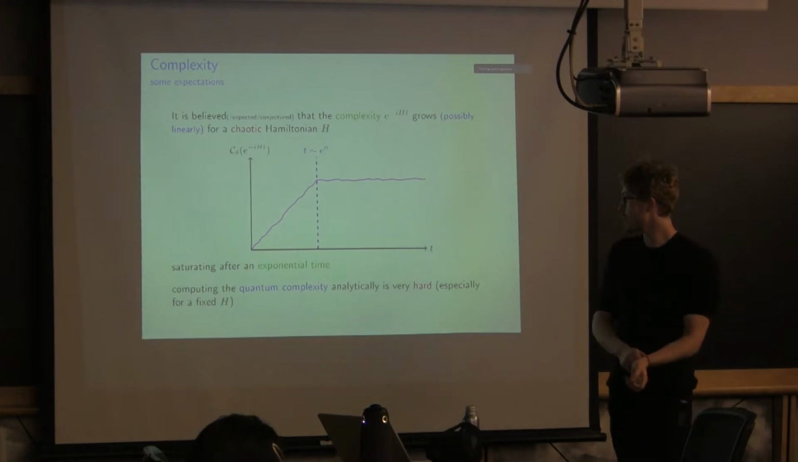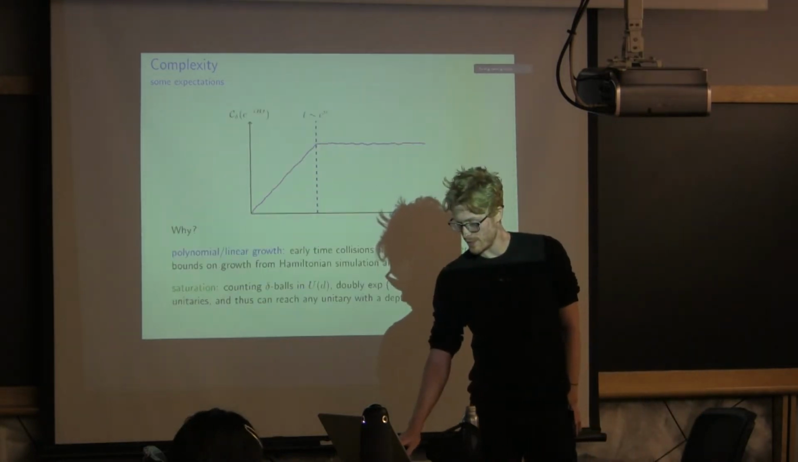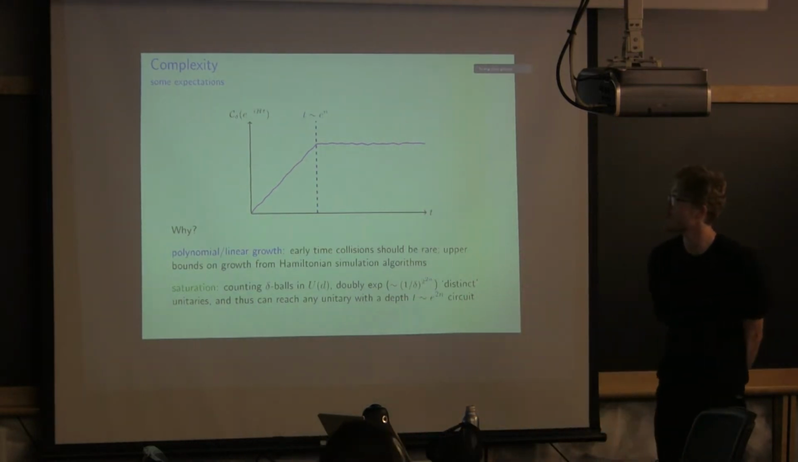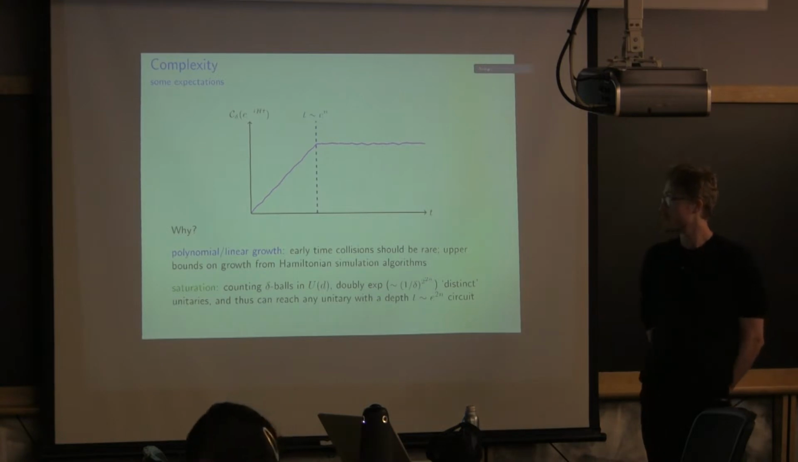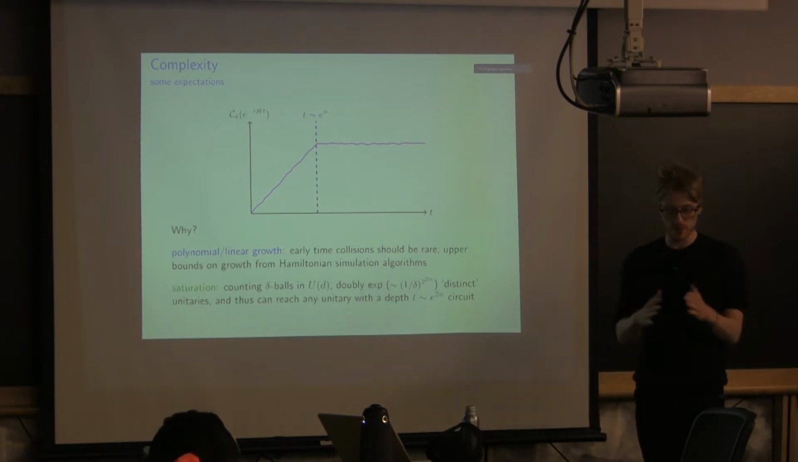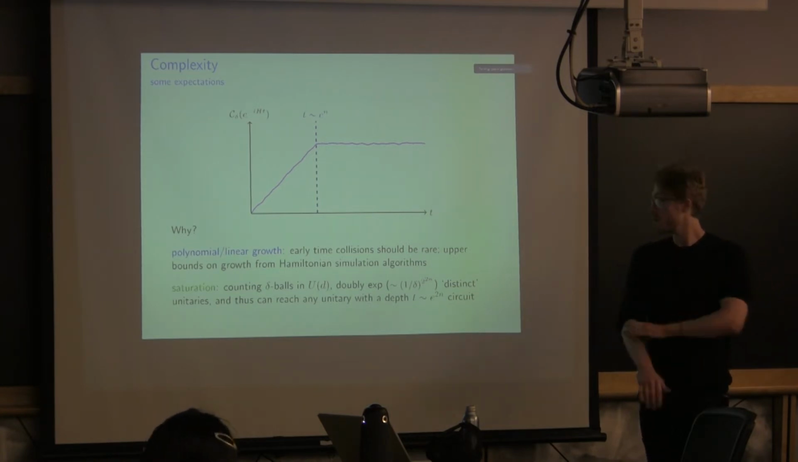Right, so computing this analytically is very hard. Before I describe how we approach this problem, I'll give you some intuition about why we expect this. We expect polynomial, or possibly linear, growth, because the complexity should scale with the time we evolve for. And we expect that shortcuts should be rare. By shortcuts, I mean that if you're given some evolution to some time t, then for a chaotic system it should be rare that I'm able to prepare that unitary with a substantially shorter circuit. Okay?